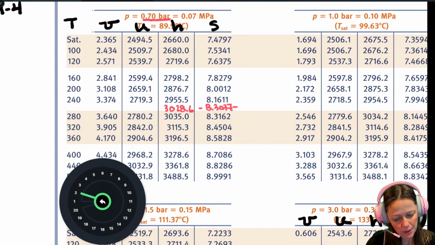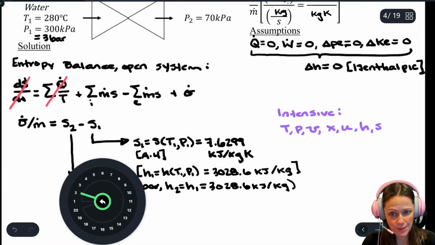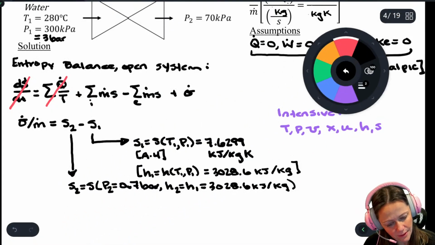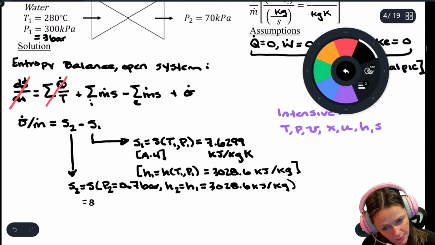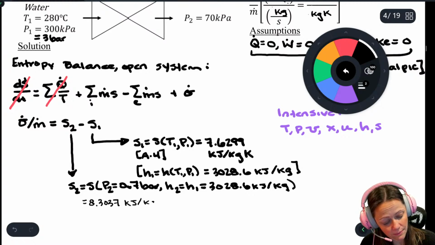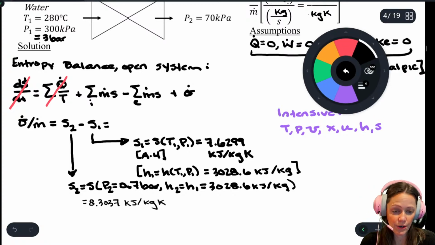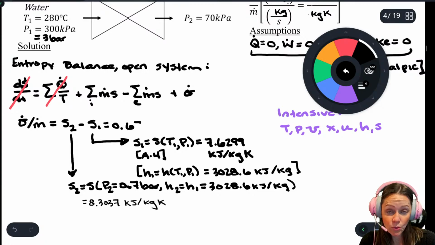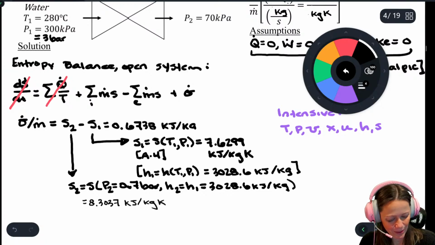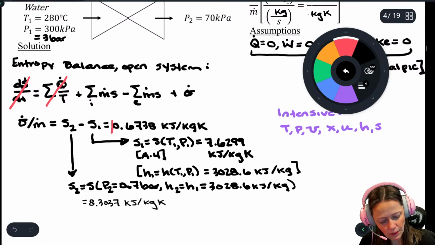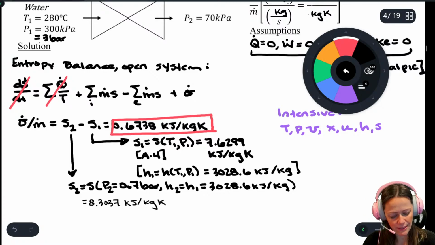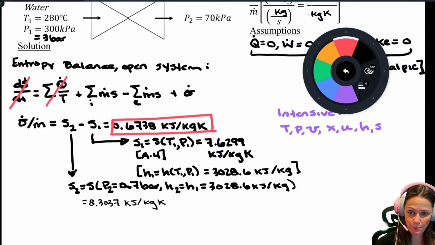All right, so 8.307. I'm going to put that in my notes here, kilojoules per kilogram K. So if we plug all our numbers in, we should get 0.6738 kilojoules per kilogram K. That's sigma dot over m dot, shown by our entropy balance, equal to S2 minus S1.